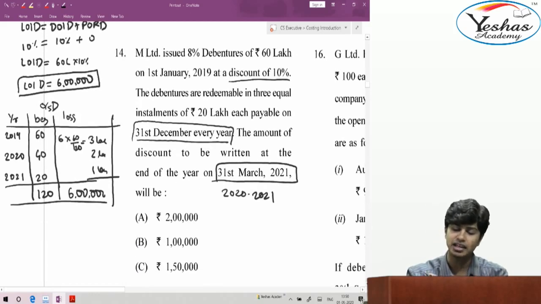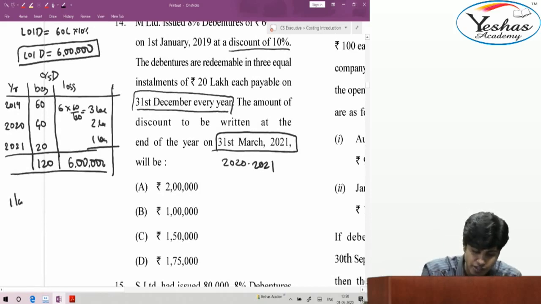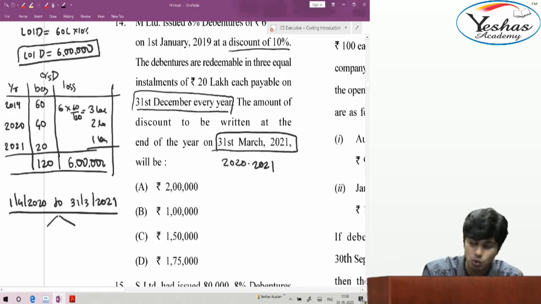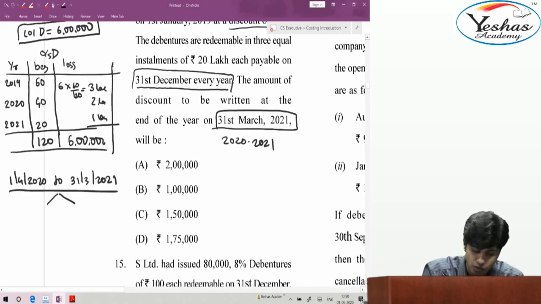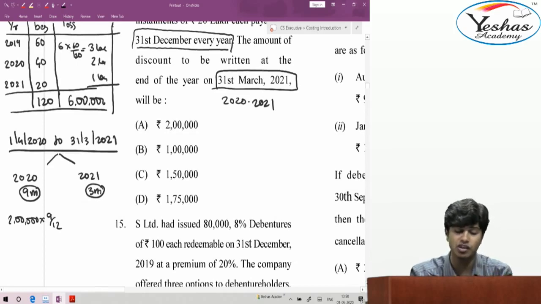They are asking 31st of March 2021. 31st of March 2021 is 1st of April 2020 to 31st of March 2021. So this basically has two calendar years, 2020 and 2021. In 2021 they have 3 months, and in 2020 they have 9 months. 2020 entire expenditure is 2 lakhs. So 2 lakh is for the entire year. How much for 9 months? 9 by 12.